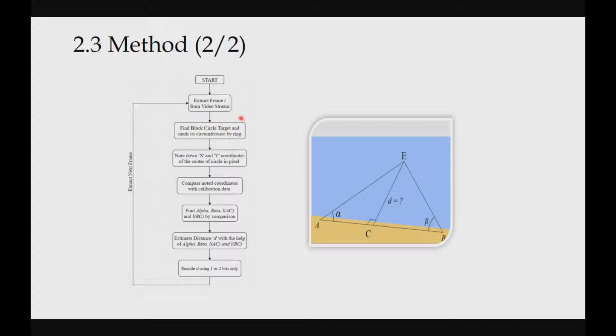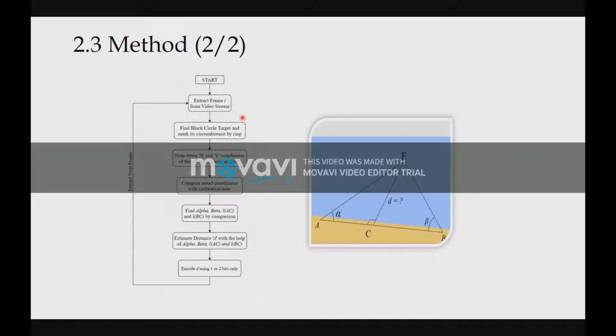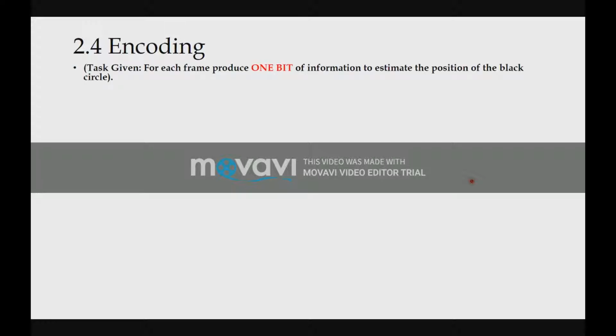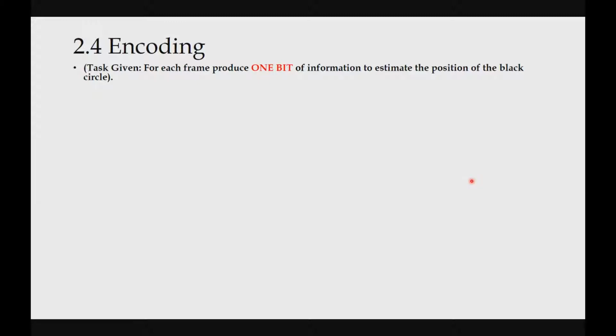This algorithm is applied to the left video and right video separately. The final distance estimation values are the average taken from the left and right videos. The final task given is that for each frame, produce one bit of information to estimate the position of the black circle as frames pass.